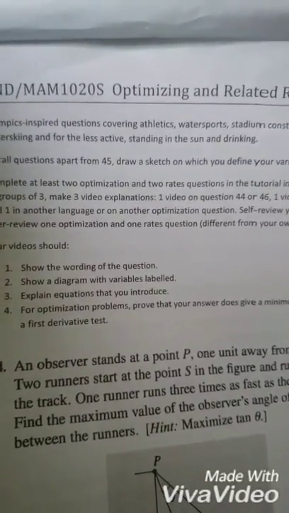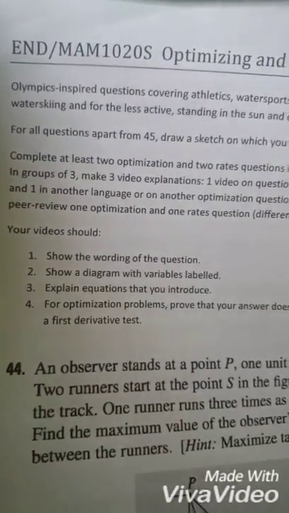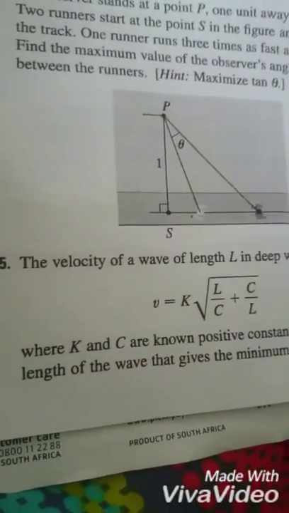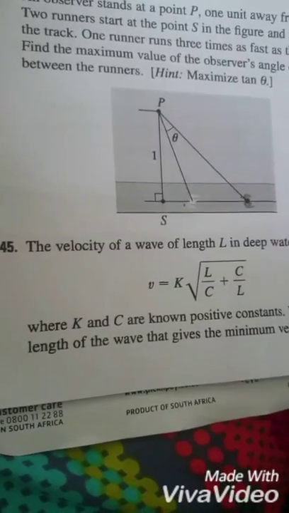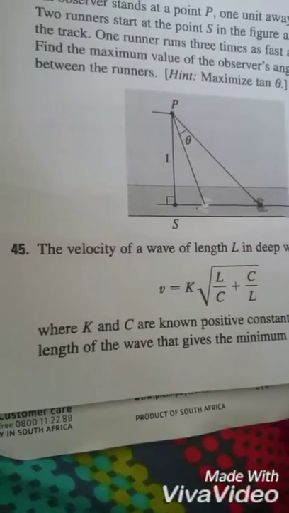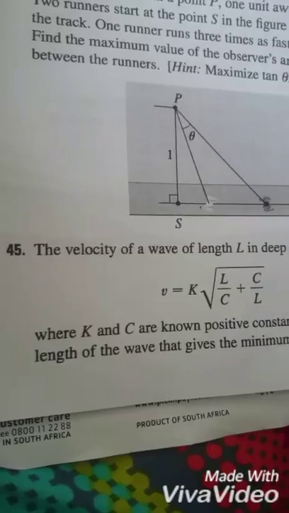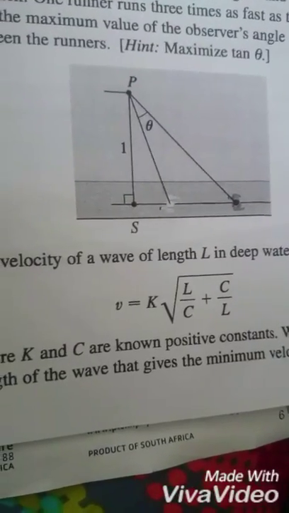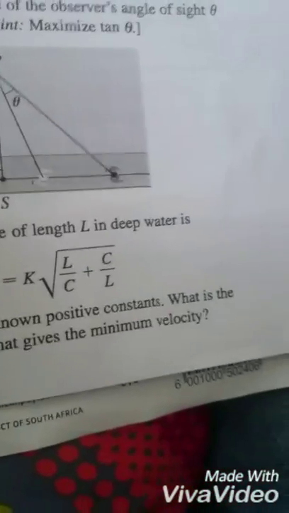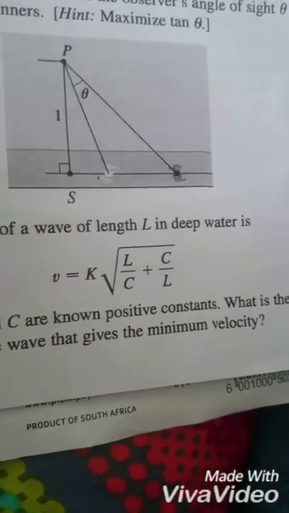So today I'll be doing another optimization question. I'll be doing question 45, which is the velocity of a wave length L in deep water. For this question, you're given that V equals K times the square root of L over C plus C over L, where K and C are positive constants. So K and C are constants, meaning that they are actual numbers and not any variables. And they are asking what is the length of the wave that gives the minimum velocity.